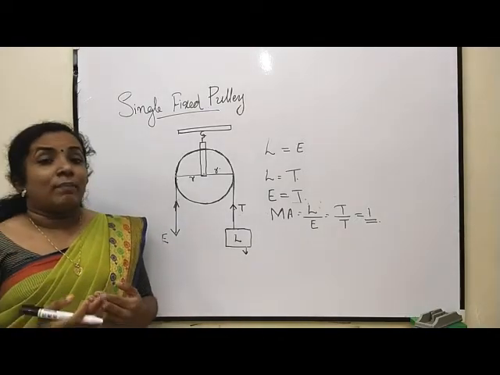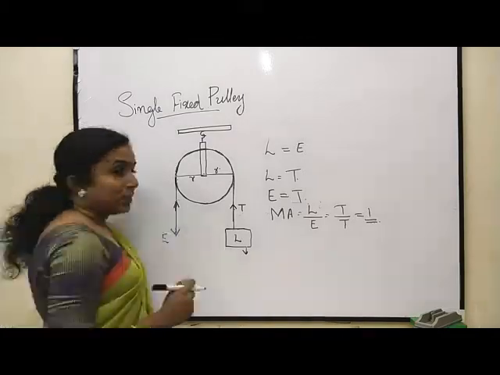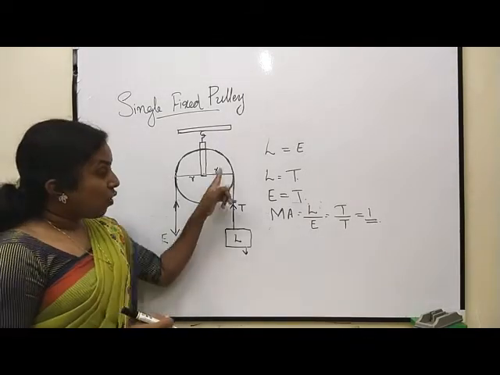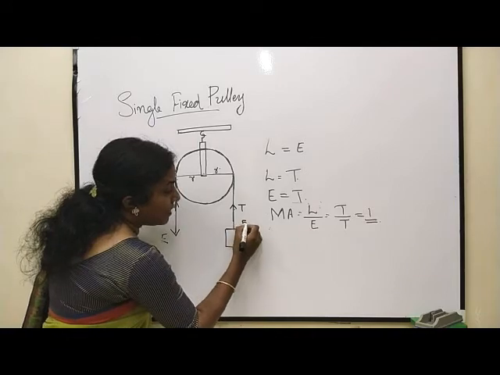Now we can think about the velocity ratio. Suppose this rope is having 5 meter length.